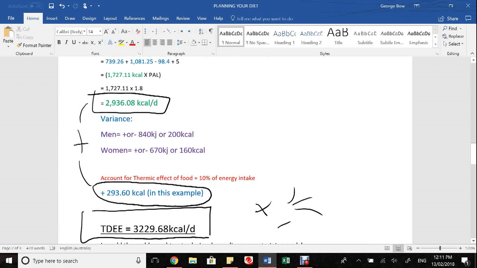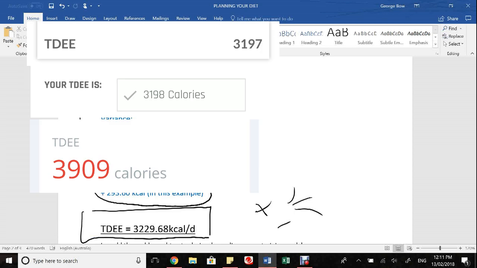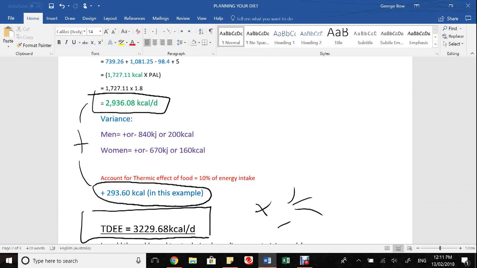I'll put them up on the screen now, and basically they all gave me different values. I put in the same data for each one, my data, and they came out with different values. So you can see here, one gave me 2,758 calories for my total daily energy expenditure. Another gave me just over 3,000. Another one gave me 2,900. And then from Damn Rip, they gave me 3,200. And then another one gave me 3,909 calories. So, anywhere from near 4,000 calories to way down to 2,700 calories.